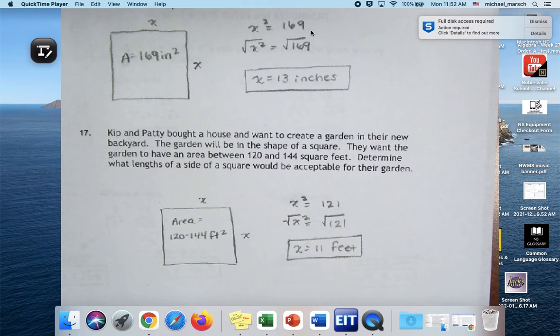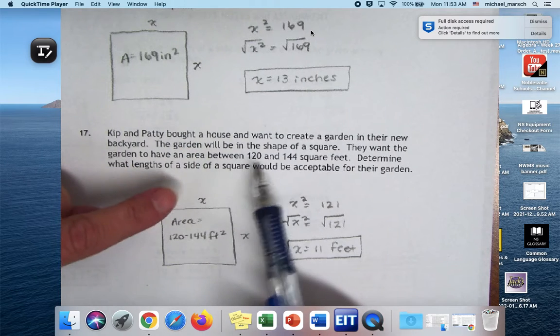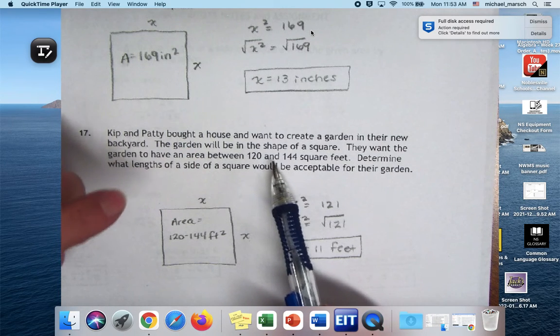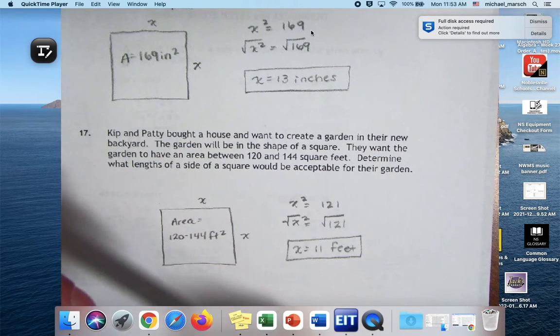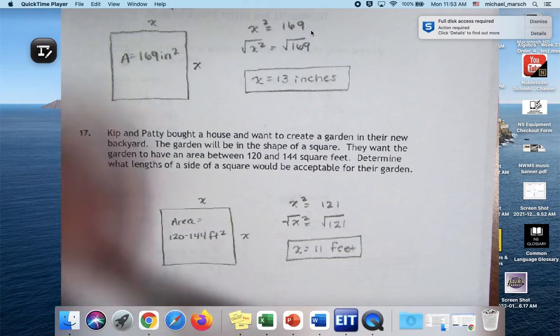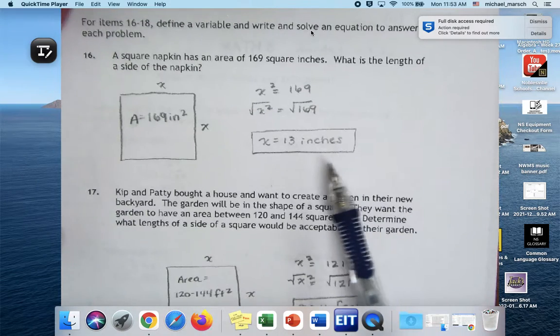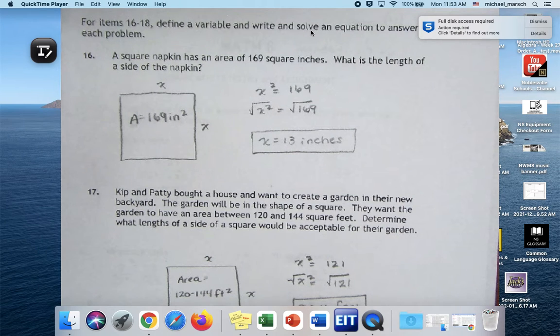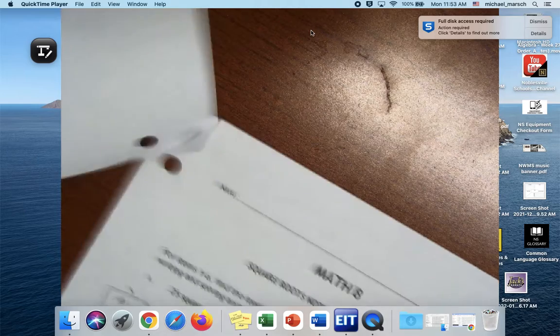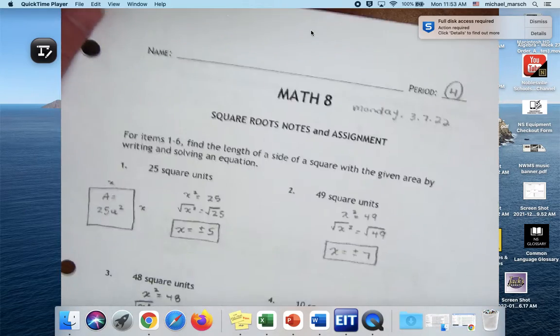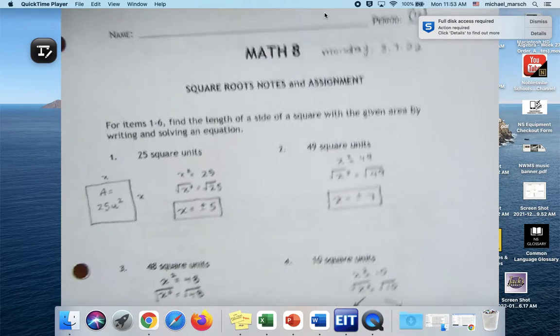Wouldn't it be a positive or a negative? It's not, because we're talking about the garden length. So if it goes back to the story, you're not going to have a negative length of a side of a garden, right? Oh, and you can't have a negative napkin? Right. You cannot have a negative napkin length. Okay. We're going to stop right there for today for this section.